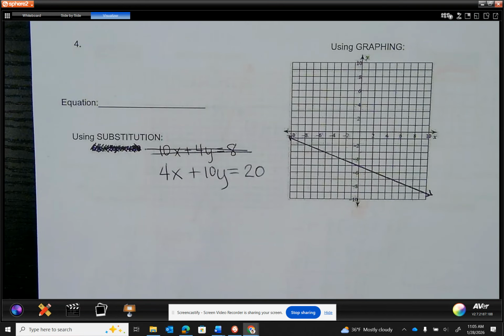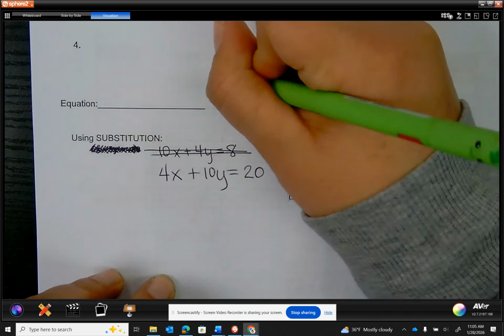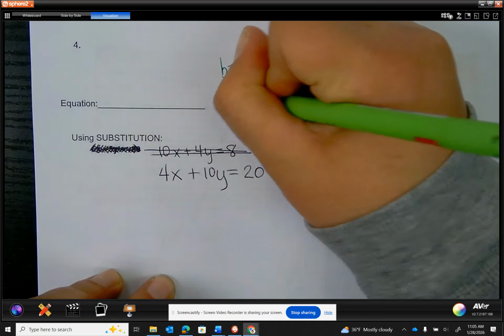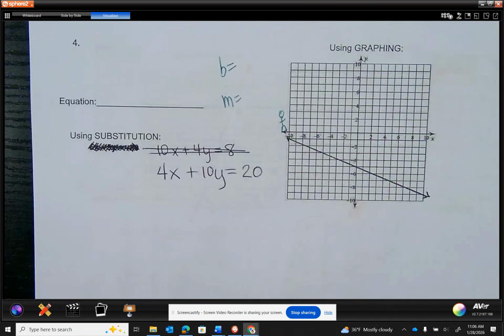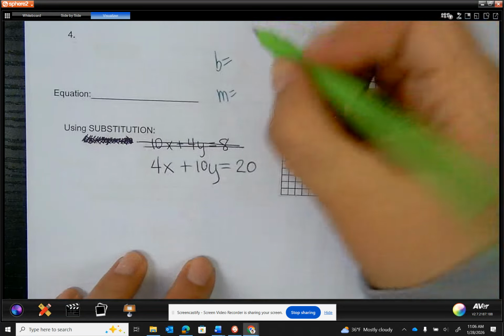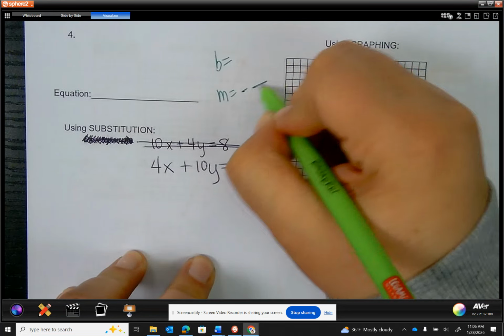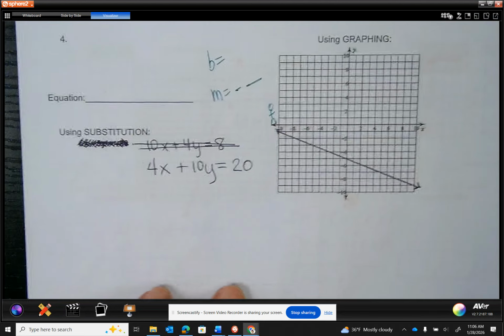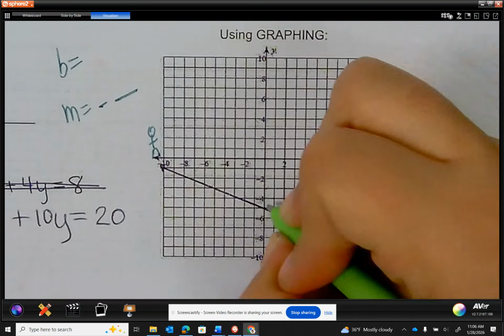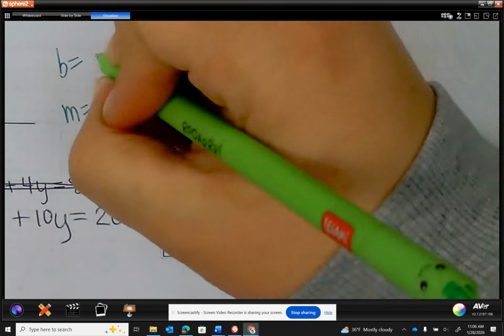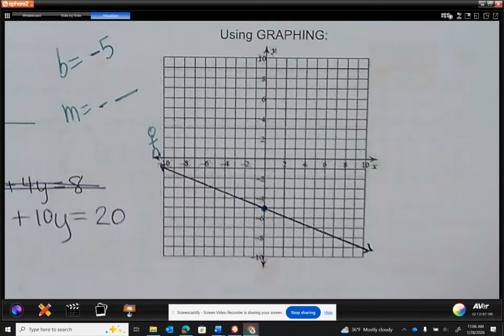So step number 1, we're going to write the equation for the given graph. This time instead of the table, they give us a graph. We're still doing the same thing. You have to identify the y-intercept b and the slope m. If I draw my little stick figure here, is it walking uphill or downhill? Downhill. So I know it's going to be a negative slope. What is our y-intercept? It's crossing the y-axis here at negative 5. So our b value is negative 5.